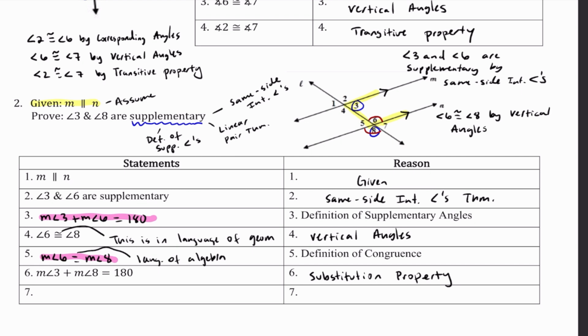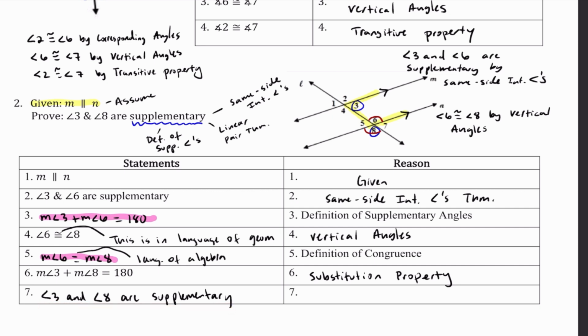Now jumping right into number 7, our last part for statement and reason. Well, the last statement should always be what we're trying to prove. So we're trying to prove that angle 3 and angle 8 are supplementary. That's what I should write here. Angle 3 and angle 8 are supplementary. So if the measure of angle 3 plus the measure of angle 8 is equal to 180 degrees, then what reason will lead me to this statement here?